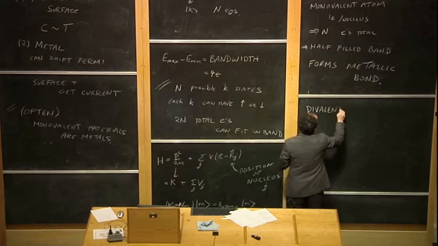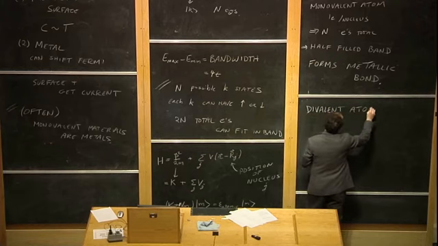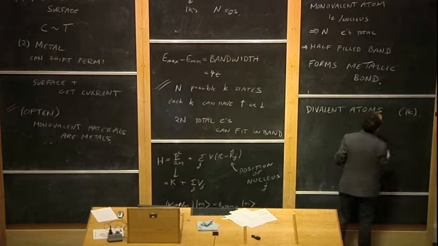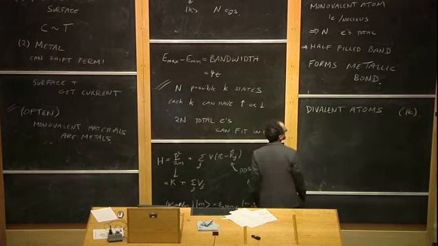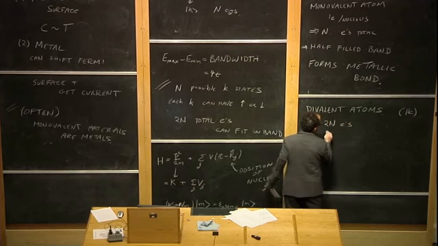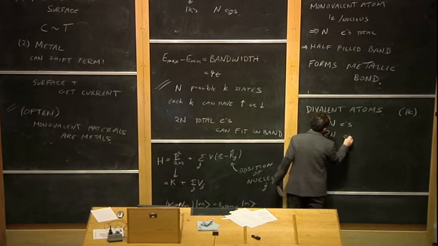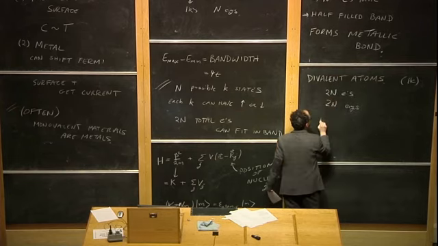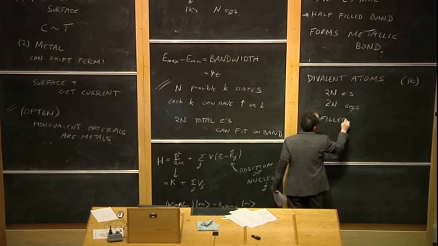Divalent atoms. I guess not more general. This is just a different case. Divalent atoms like maybe helium. Helium has 2 electrons. In this case, we have 2n electrons and 2n eigenstates we can fill. So we get an entirely filled band.